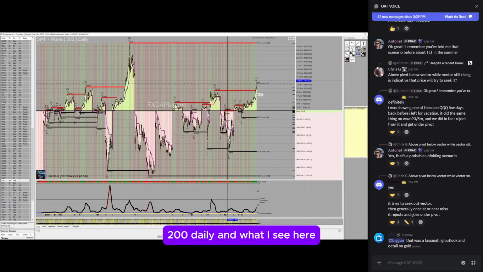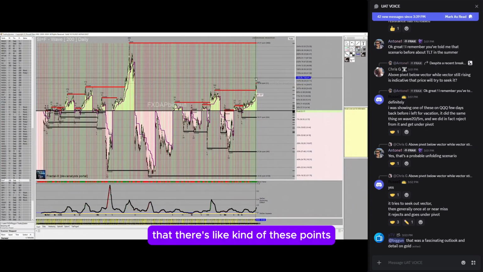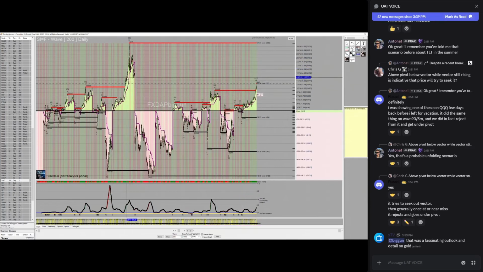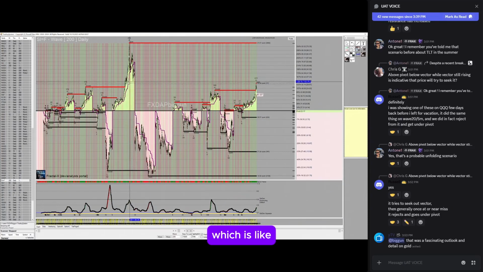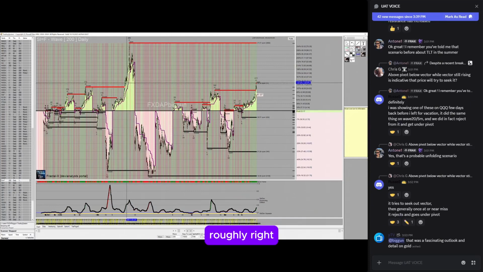We're looking at the wave 200 daily, and what I see here immediately is something kind of like a parallel sequence almost to this wave 200 sequence. We can see that at this present moment and above, to like the $60 level, there are points where these monster parabolic rallies can start to fluctuate and flatten out, right? The amount of change from this period to this period is the same amount of time from here to here, roughly, right?